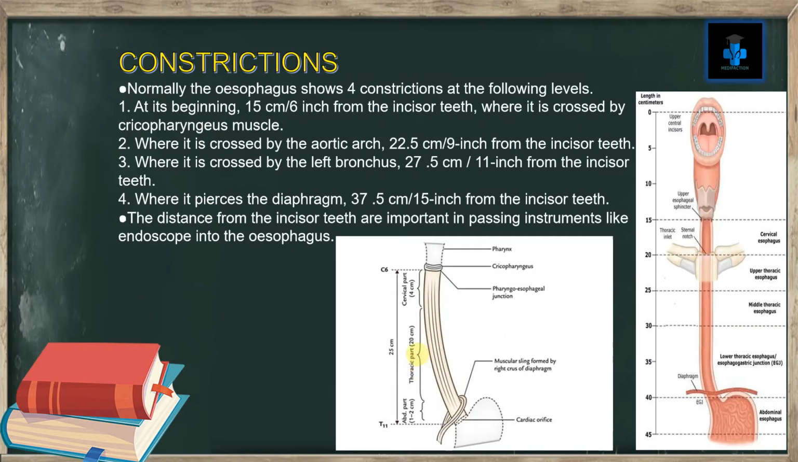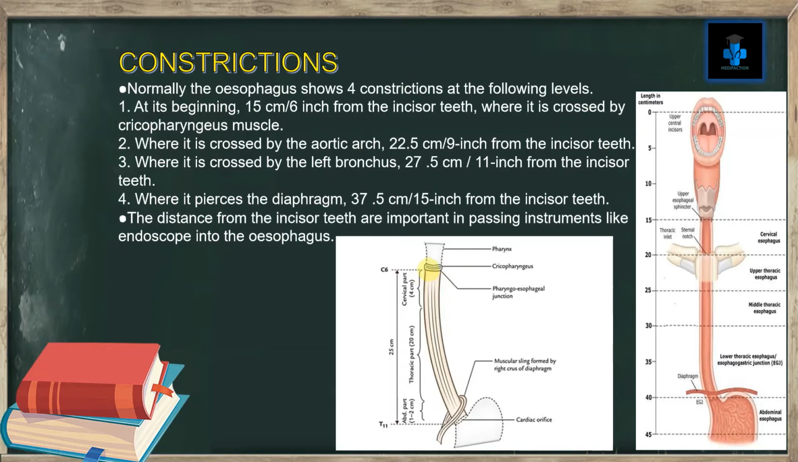Moving on, constrictions. Normally, the esophagus shows four constrictions at the following levels. Number one is at its beginning, that is 15 cm from the incisor teeth. This here on the front is known as the incisor teeth, and this is where it is crossed by the cricopharyngeus muscle. This is the cricopharyngeus muscle. Here the first constriction can be appreciated.